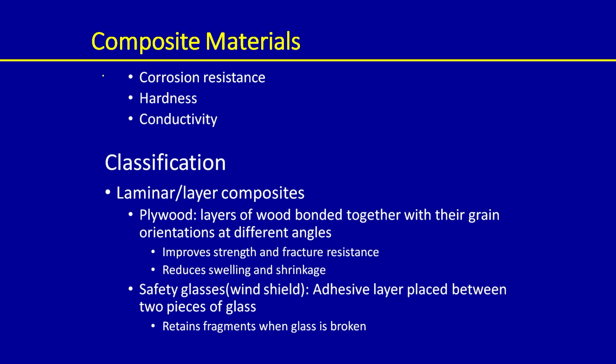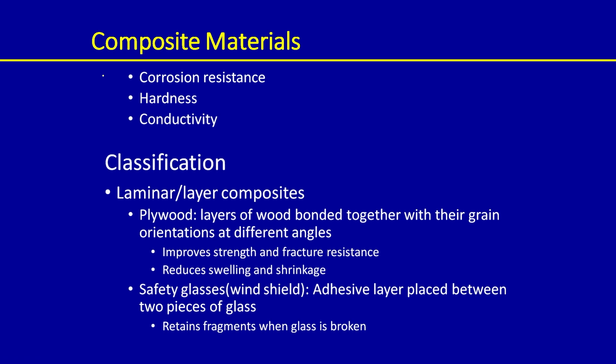Depending on how composites are produced, they can be laminar or layered. Plywood, you know, it is nothing but a laminar structure. Basically, layers of wood are bonded together with their different grain orientation at different angles. Now you understand, right? Different plywoods have different kinds of strengths, and in the markets you will get them at different prices.